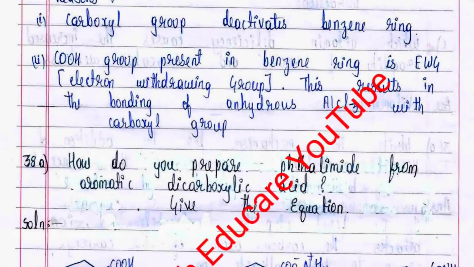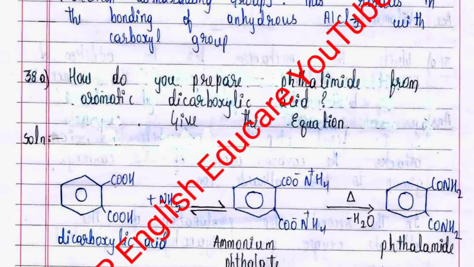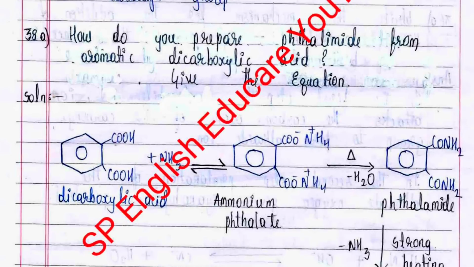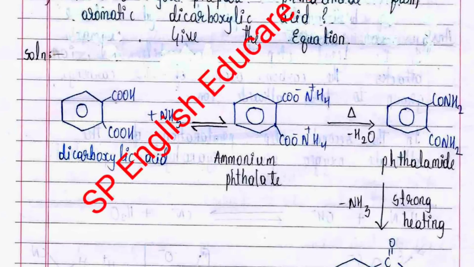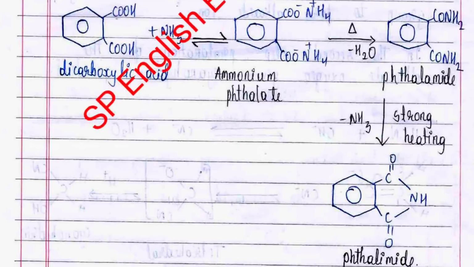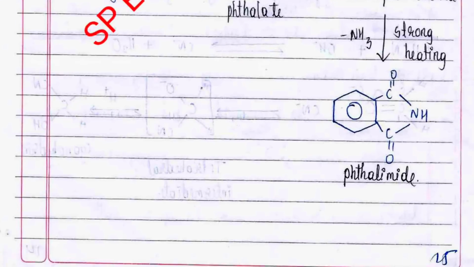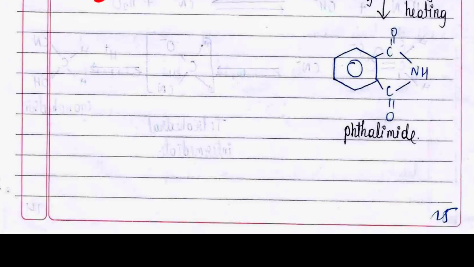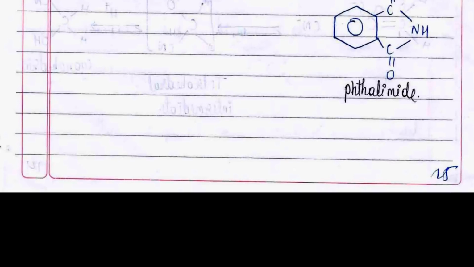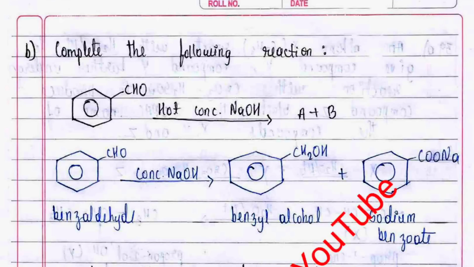38A. How do you prepare pentanamide from aromatic dicarboxylic acid? Give the equation, and the answer is below. B. Complete the following reaction, and the answer is below.